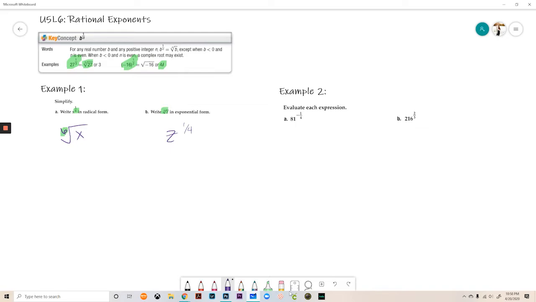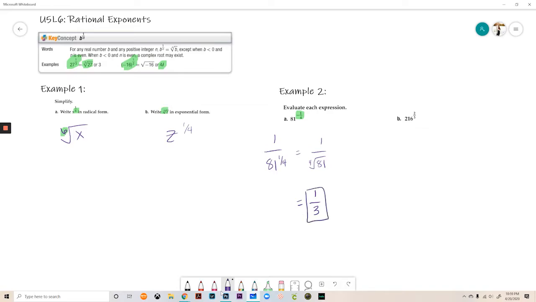On example 2, we are being asked to evaluate each expression. So we've talked about before how this negative exponent makes our number go into the denominator. So now we have 1 over 81 to the 1/4. So I can rewrite that as 1 over the 4th root of 81. And then I need to figure out what number times itself 4 times, number times the number times the number times the number, is going to be 81. So luckily there is a perfect 4th root of 81, and that is 3. So this is going to reduce to 1 over 3.